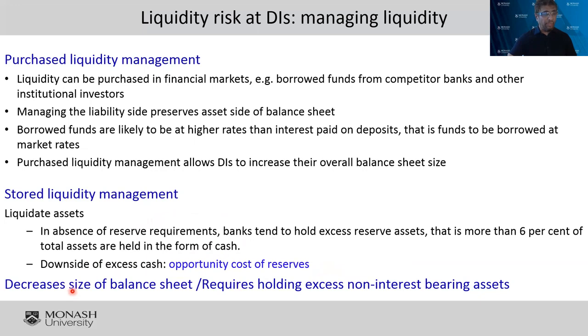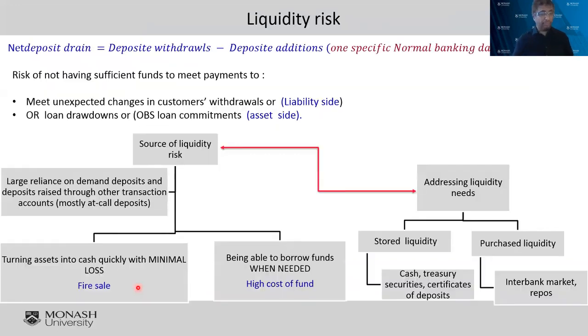Now, this will decrease the size of the balance sheet, because when you sell some of your assets, the size of the assets will decrease. And because you sell it, for example, to pay depositors, the deposits will decrease on the liability side, the assets will decrease on the asset side, and then the size of the balance sheet, of course, will decrease.